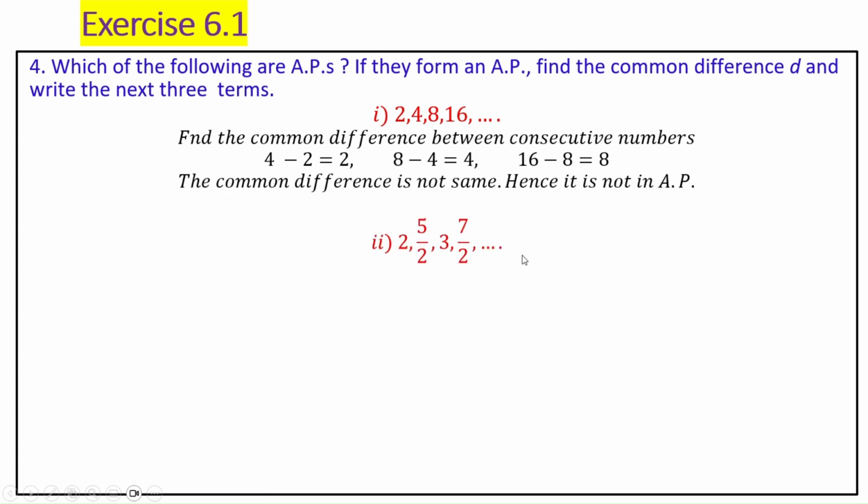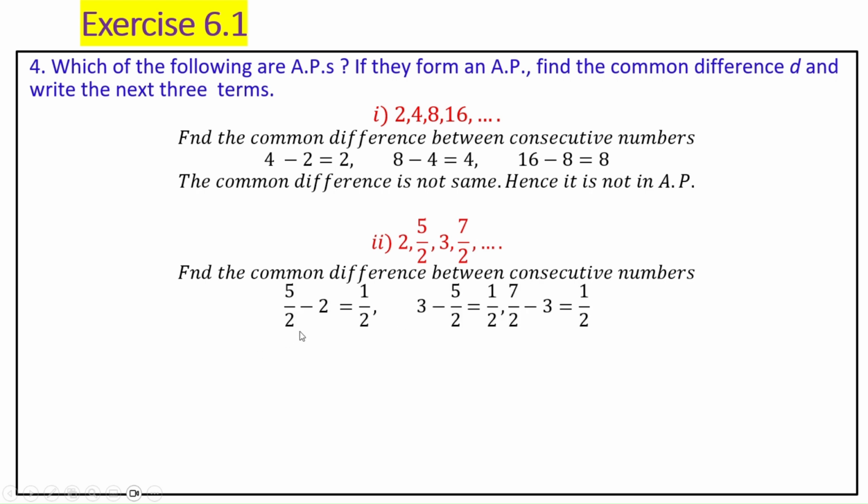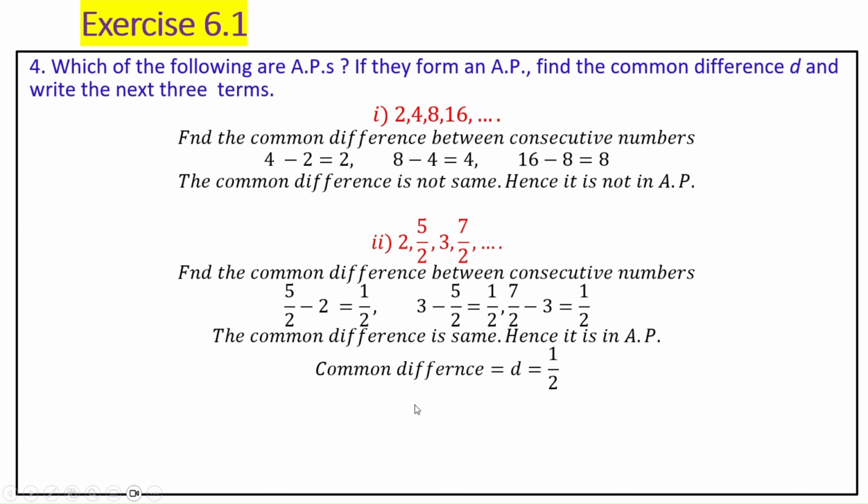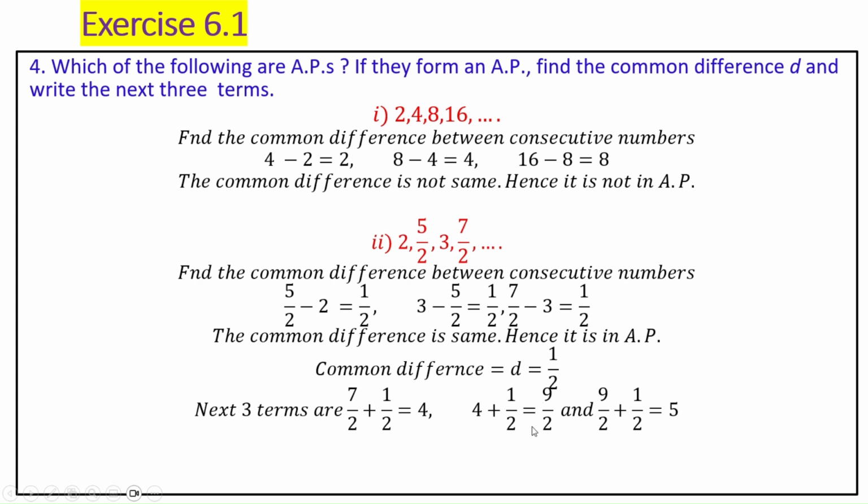Next, 2, 5 by 2, 3, 7 by 2, and so on. The common differences: 5 by 2 minus 2 is 1 by 2, 3 minus 5 by 2 is 1 by 2, 7 by 2 minus 3 is 1 by 2. So here the common difference is constant, which means they form an AP, and the common difference is 1 by 2. You add 1 by 2 to 7 by 2 to get the next numbers. So the next three numbers are 4, 9 by 2 and 5. How do you get them? Just add 1 by 2 to the previous number. This is the same template we will follow for all the questions under 4.